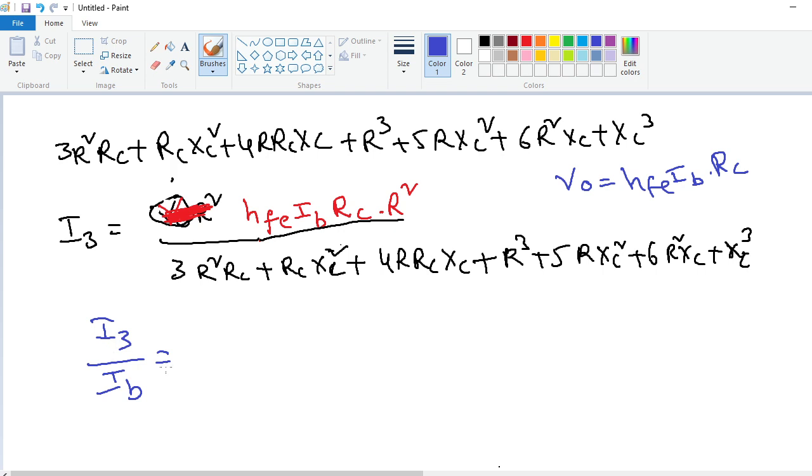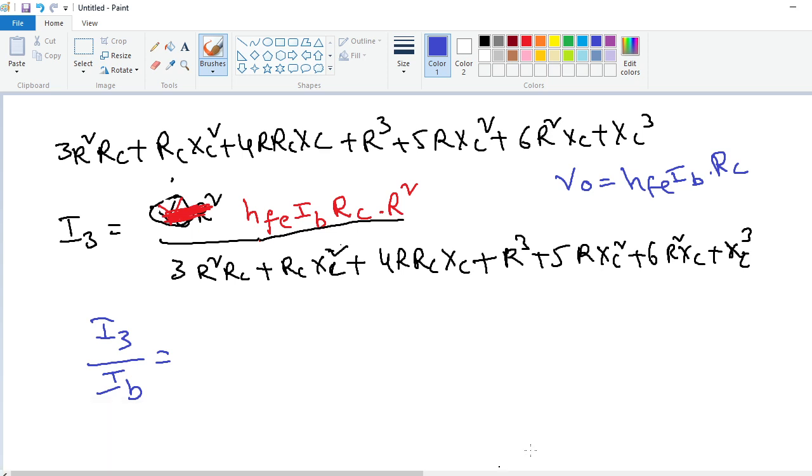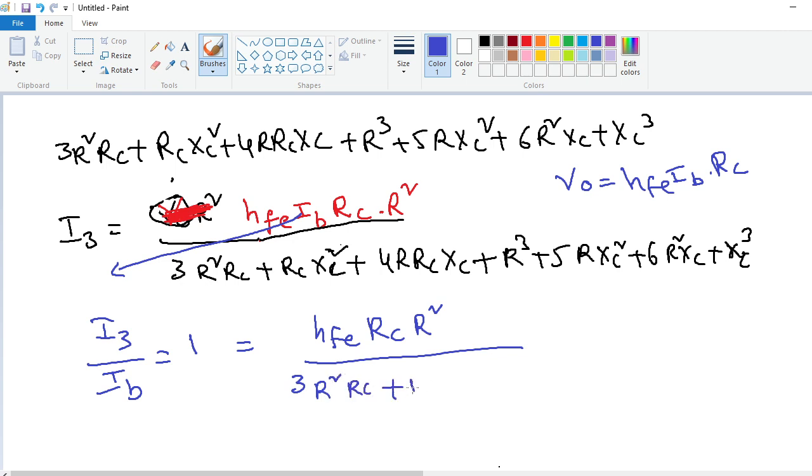what is I3 by IB? Just observe the circuit diagram. So this is I3 current. Okay, same current flows in the base. So I3 by IB is equal to simply 1. Both are equal. So I3 by IB is equal to simply 1. So that 1 is equal to the IB, we can take here the same. What we get now is HFE into RC R square by overall matrix. Overall matrix: 3R square RC plus RC XC square plus 4R RC XC plus R cube plus 5R XC square plus 6R square XC plus XC cube.